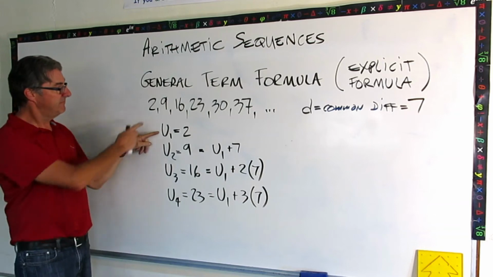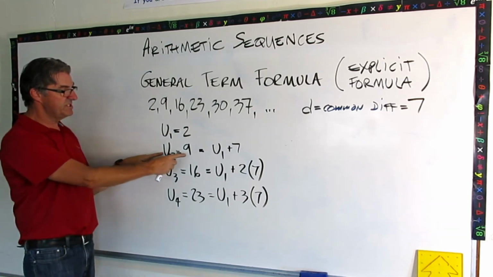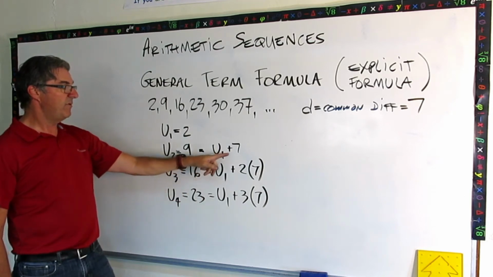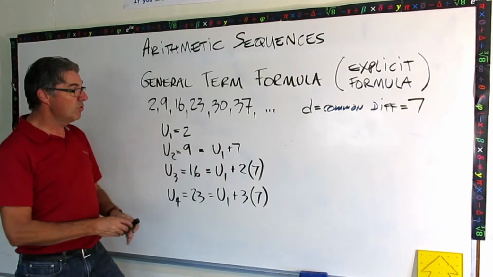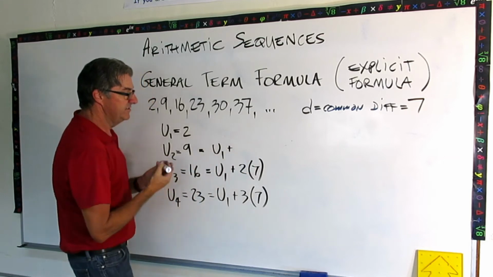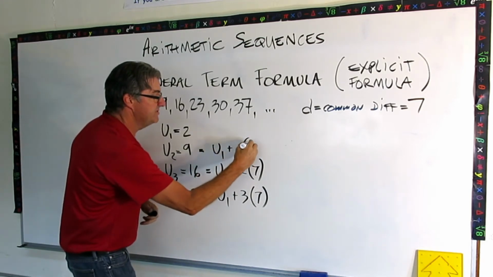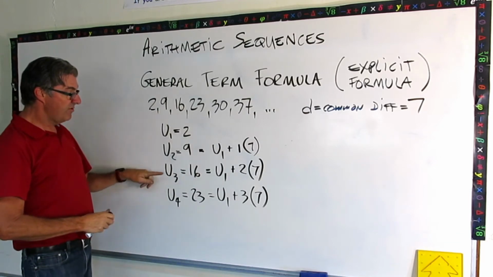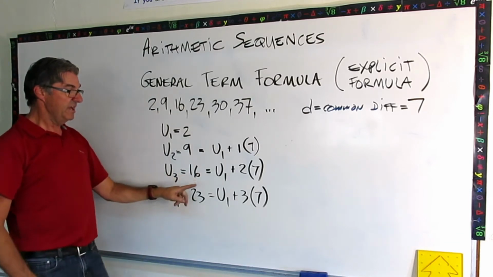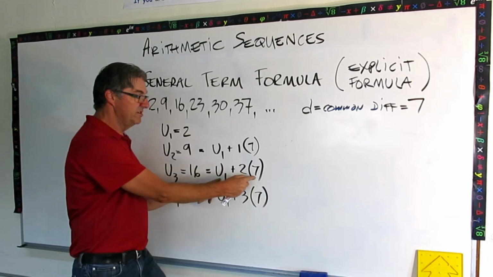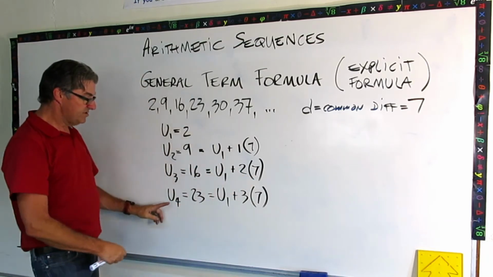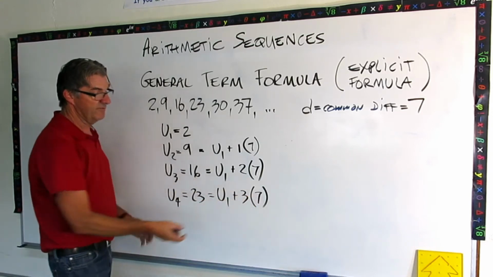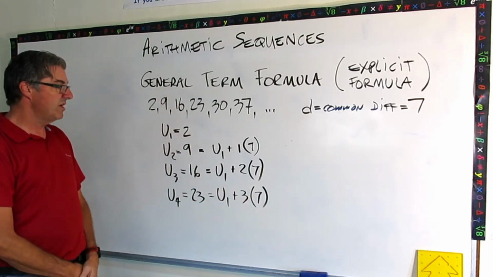So term 1, that's 2. Term 2 is 9, but let's break that down. Term 2 is term 1 plus 7. Now another way to write that is term 1 plus 1 times 7, okay? And you're going to see why I'm going to do that in a second. So term 3, 16, it's term 1 plus 2 times the common difference. And term 4 is term 1 plus 3 times the common difference, and so on. So I think you're seeing where this goes.